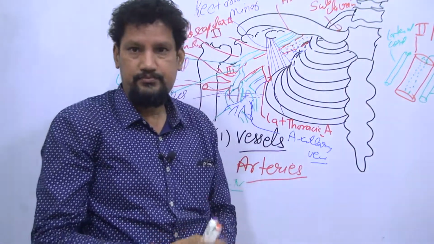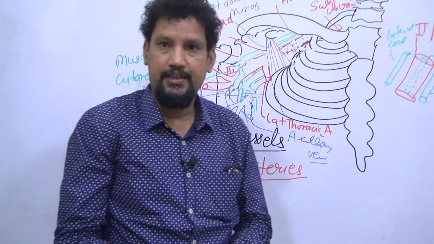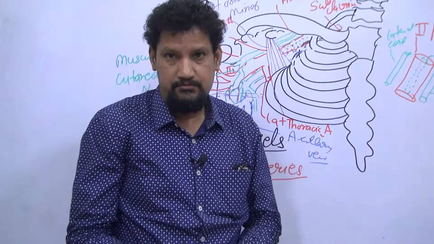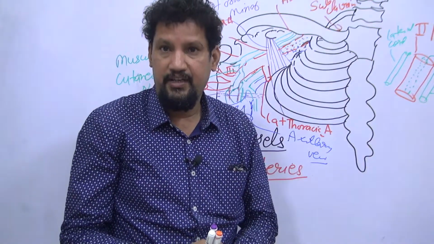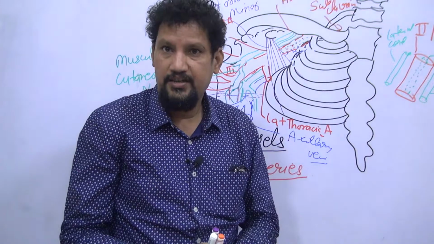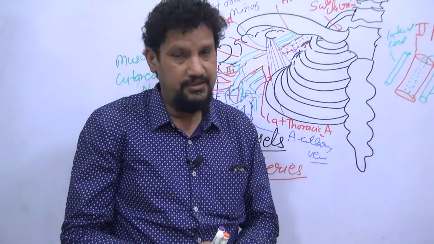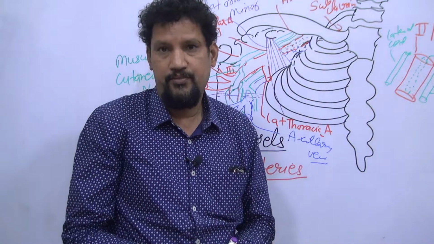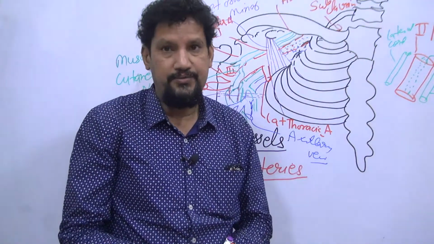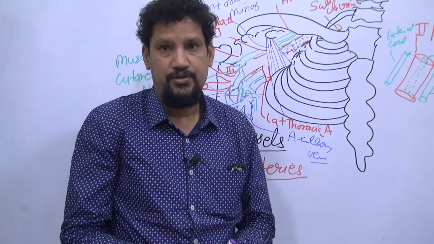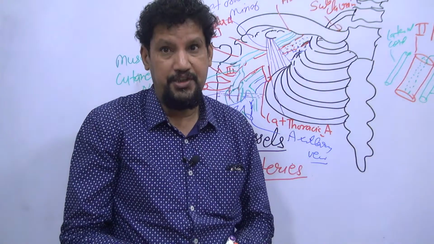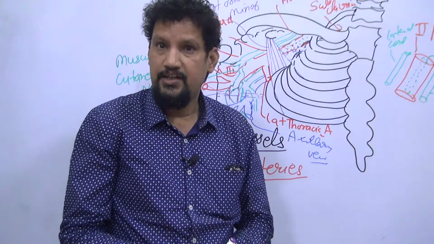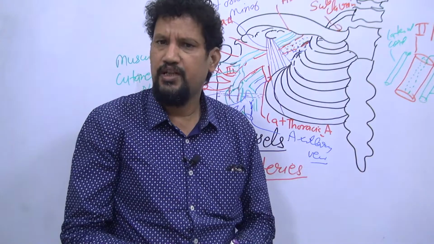Now we have seen the cords and branches of the brachial plexus, the axillary artery and its branches, and the axillary vein and its tributaries. Now there are 5 groups of the lymph nodes: the anterior, posterior, lateral, central and apical. So there are 5 groups.